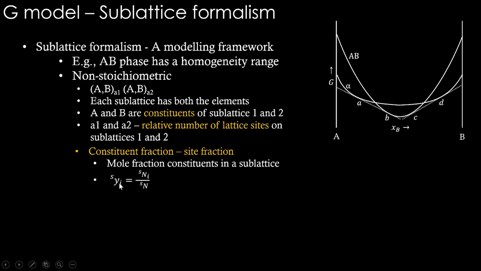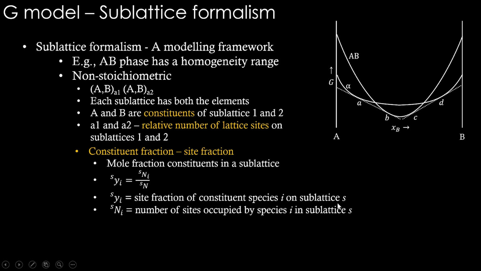Mathematically we have this y_i^s. We use x for mole fraction and y for site fraction for element i in sublattice s. That is equal to N_i^s divided by N^s. y_i^s is the site fraction of constituent species i on sublattice s. To do that, we need these two numbers: the number of sites occupied by that particular species i in sublattice s, divided by the total number of species on sublattice s.